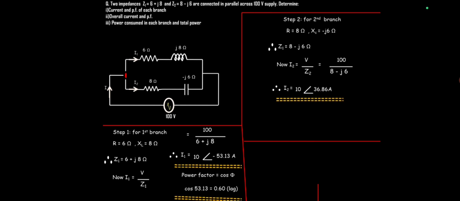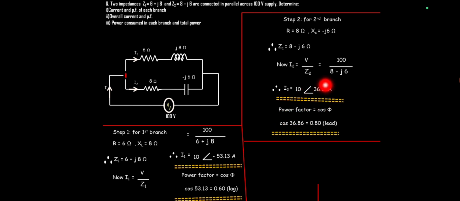Similarly, we can find out the power factor, that is cos of phi. Phi is already there, that is 36.86. So let us take the cosine of it. We get cos 36.86 equal to 0.80. And as the sign of this angle is positive, it means the current is leading, and as the current is leading, the power factor is also leading. So we got the current and power factor for the second branch.